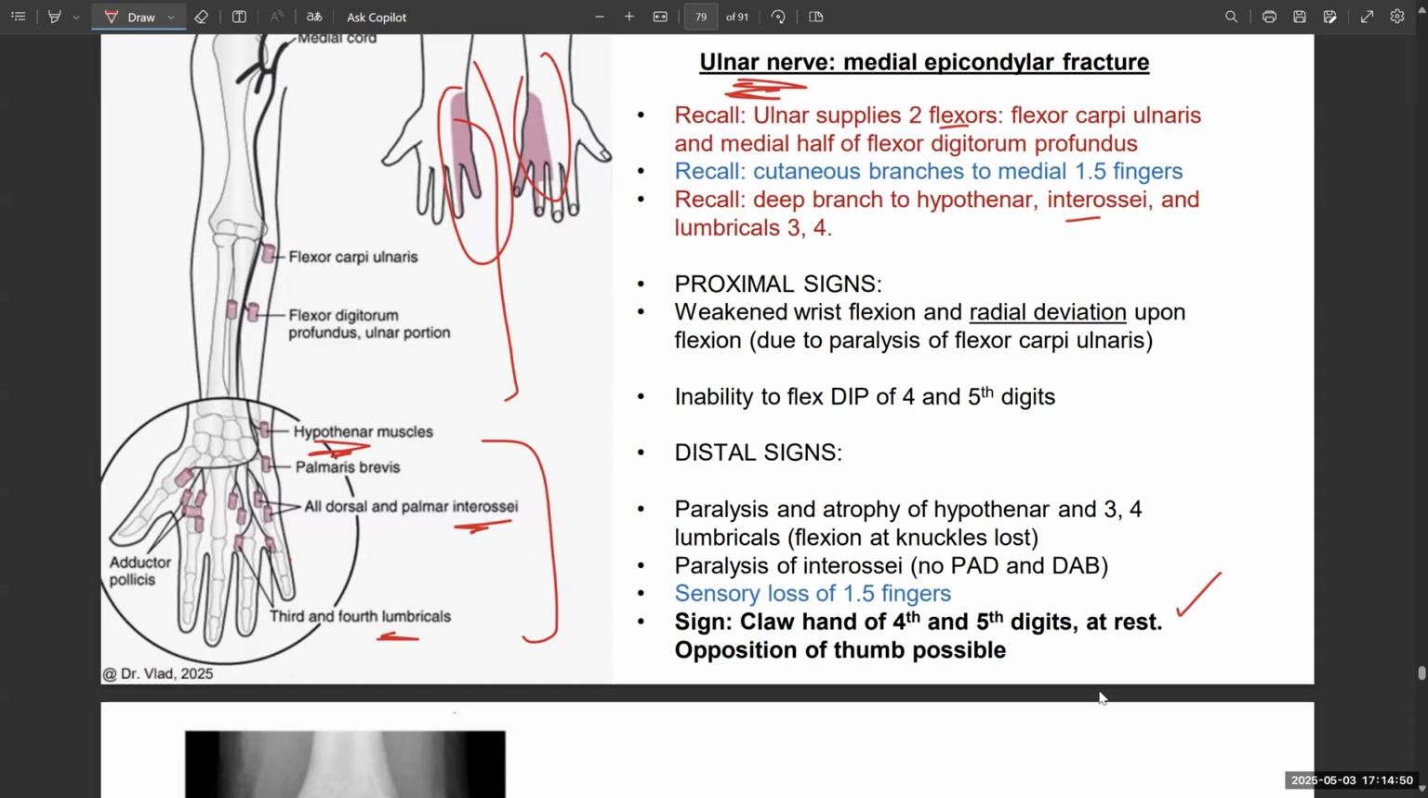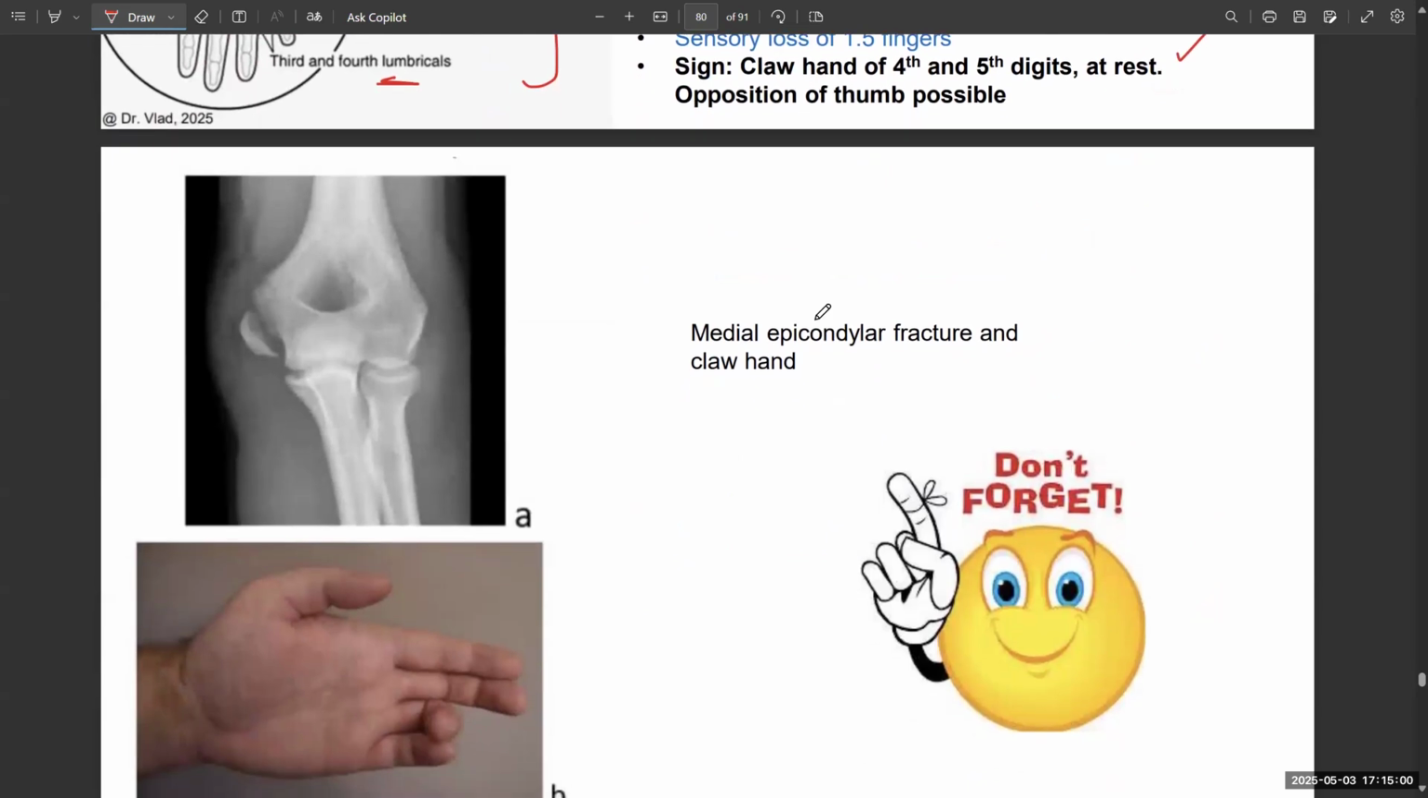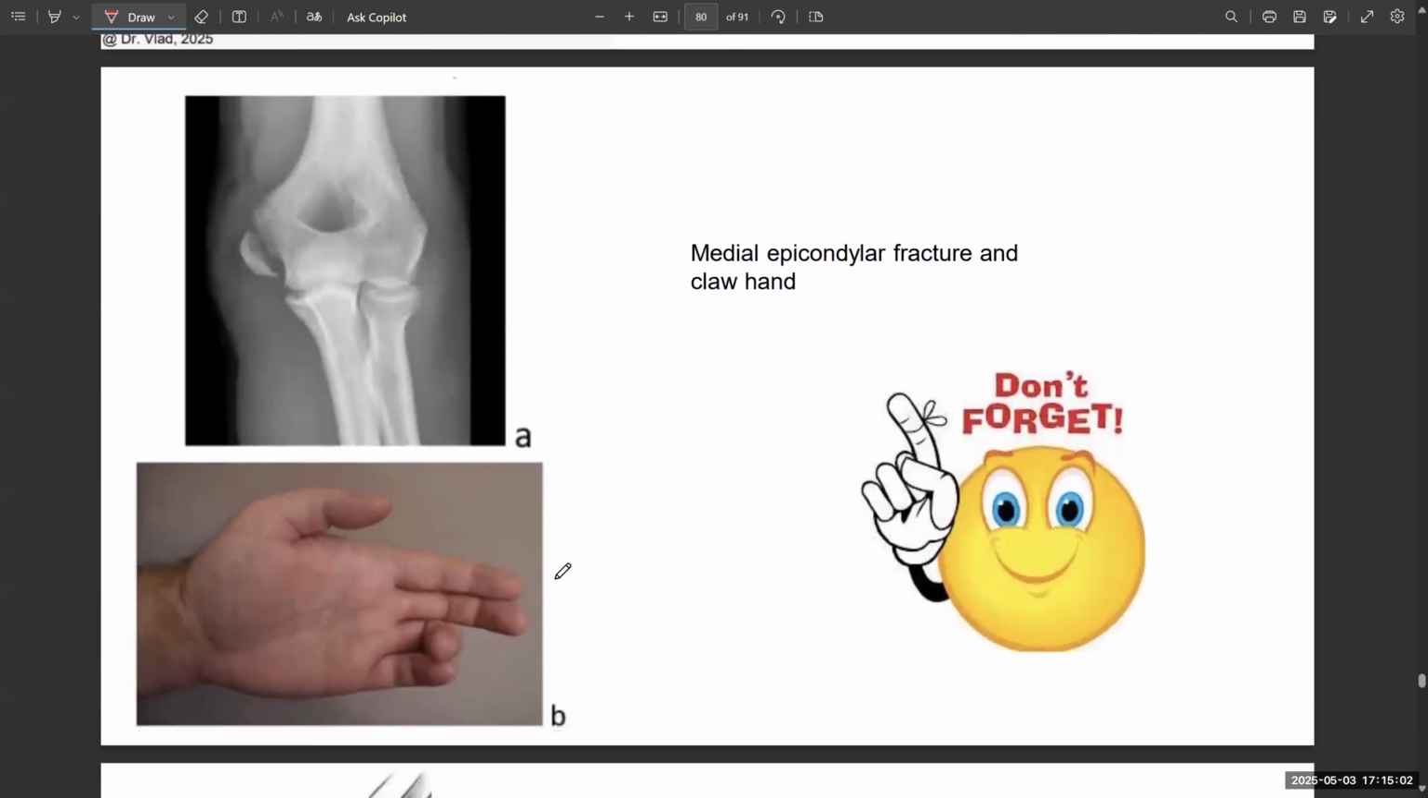And if you ask him to do opposition of his thumb, it's still possible. That just further confirms that you're dealing with the ulnar nerve. Now, don't forget that the medial epicondylar fracture will lead to a claw hand, now a partial claw hand that looks like this.